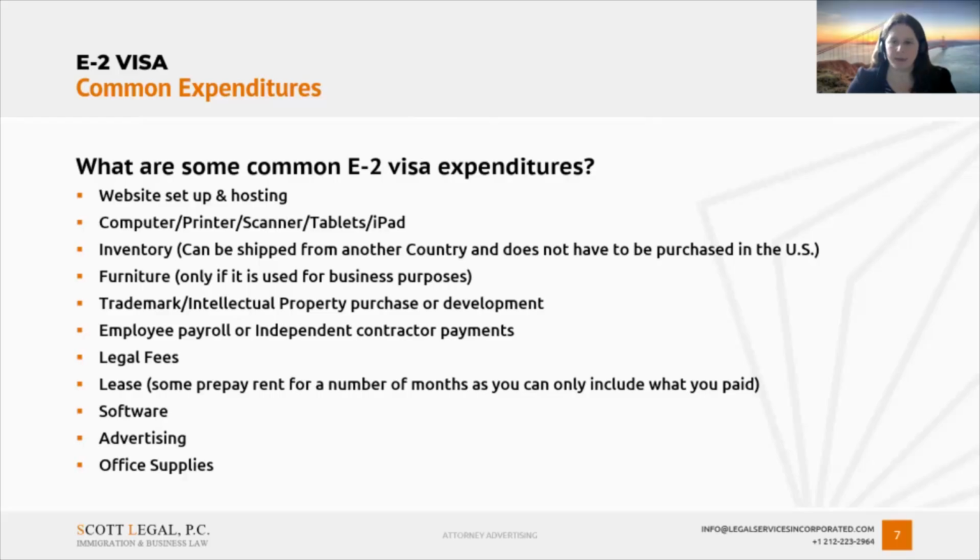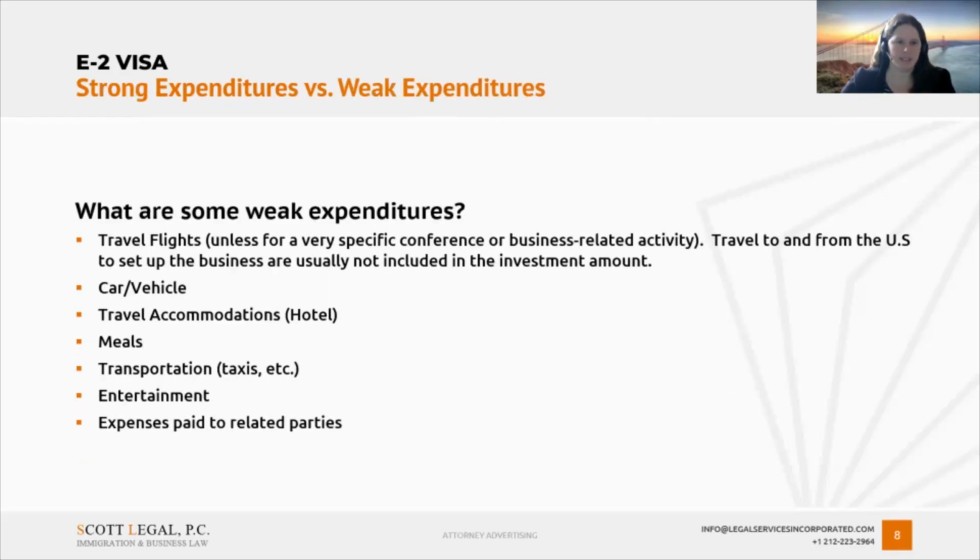Again, things like, well, I'm going to have a home office, so what about my rent or my mortgage? Those are not going to work for E-2 expenditures. Other things like software, advertising, office supplies, these are just some of the expenditures that you can make. There may be other things that are needed depending on the type of business you're starting. So you always want to think about that as your starting point holistically, like what would this business need to be able to start running? But these are some things that apply to many businesses. And we can go to the next slide.